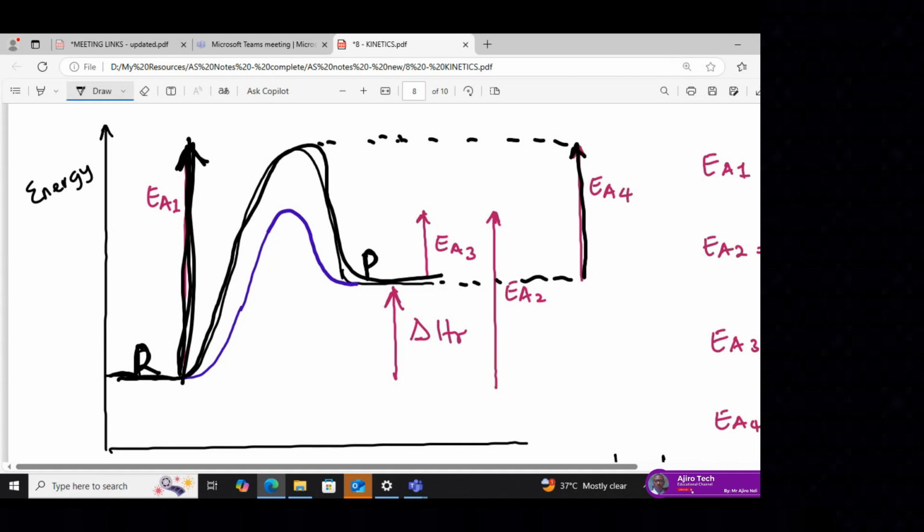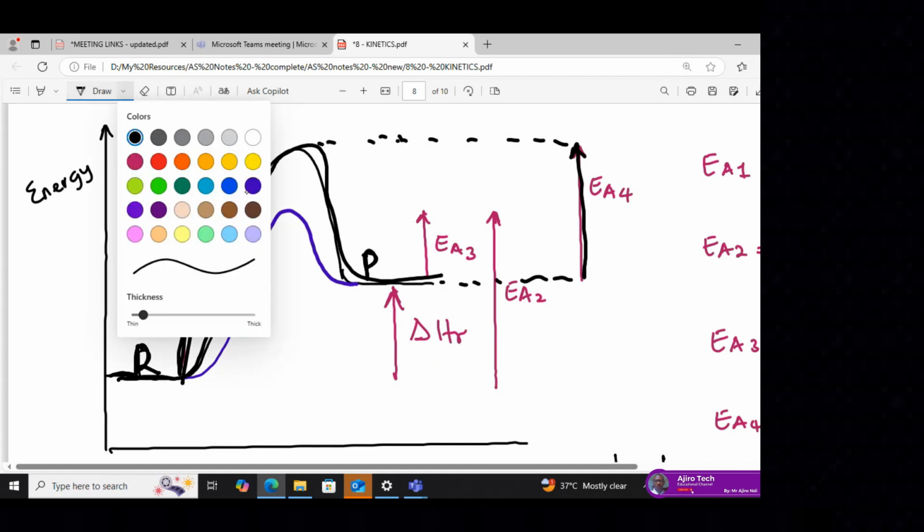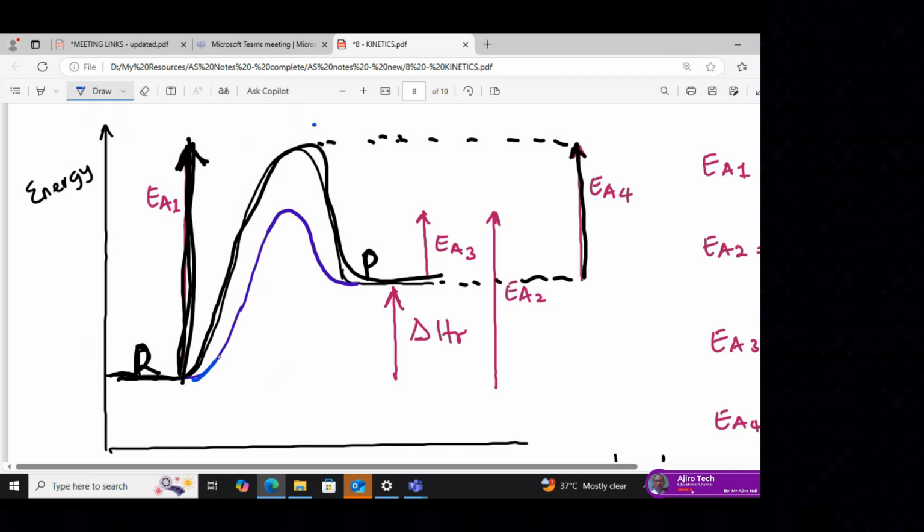Yes. Now, which one is the catalyzed one? The blue one. Yes, the blue is the catalyzed. What's the EA for the catalyzed reaction, forward reaction? EA2. Now you are talking. What about the backward catalyzed reaction? EA3. Now you are talking.